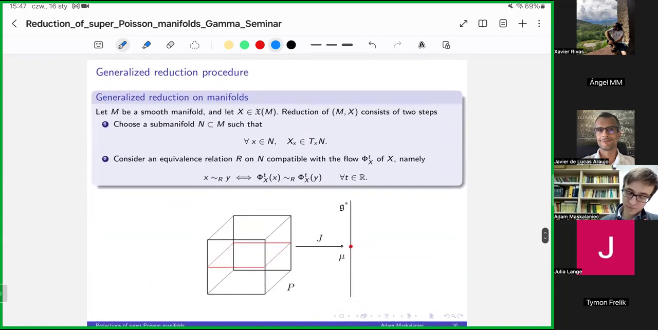Now, yes, a comment. I liked it. It was fun to say that it is the abstract nonsense.